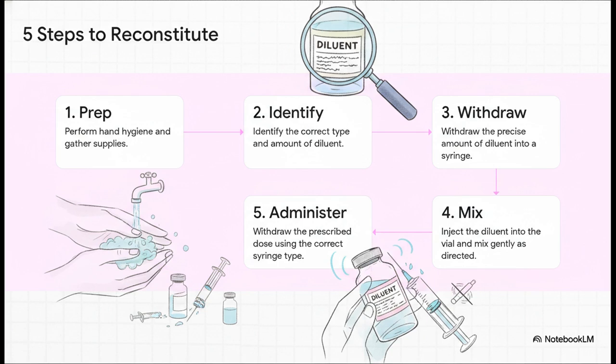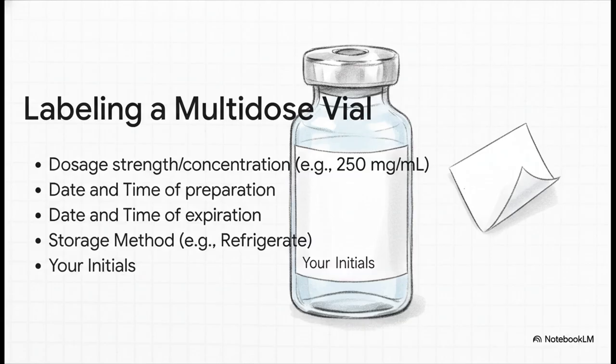Systematically, every time. Now remember we talked about multi-dose vials. Well, if you've just mixed one, this next step is absolutely non-negotiable. You have to label it. This label communicates vital safety information to the next nurse. It needs the concentration, the date and time you prepped it, when it expires, how to store it, and your initials. It's all about keeping the next patient and the next nurse safe.